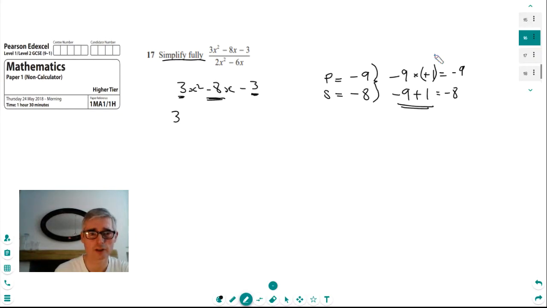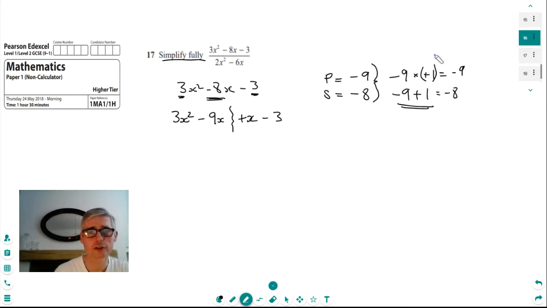So we rewrite it and we say it's 3x squared, and then I'm going to say negative 9x, and then we usually draw a wiggly line there to split the equation into two bits, and then we want the positive x, so plus 1x, which is just plus x, and negative 3.